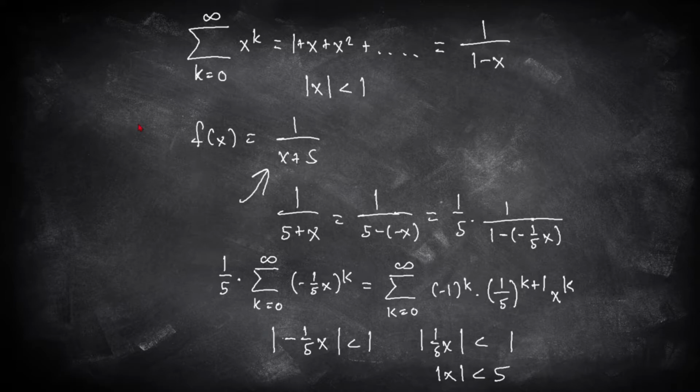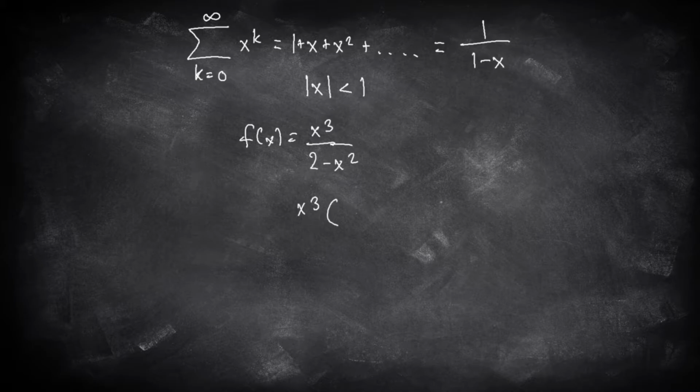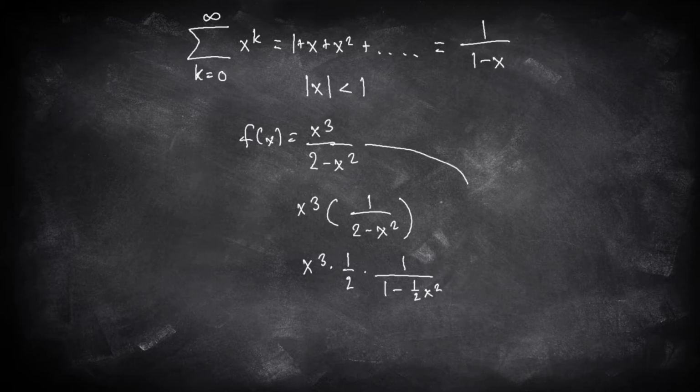Okay, let's try another example. So let's say f of x now is x cubed divided by 2 minus x squared. We don't want x cubed, we want 1, so just take it out. We don't want 2, we want 1, so divide by 2. 2 divided by 2 is 1. x squared divided by 2 is 1/2 x squared. So overall, we just converted this into this. So the only thing we need to do is substitute our 1/2 x squared into our x.